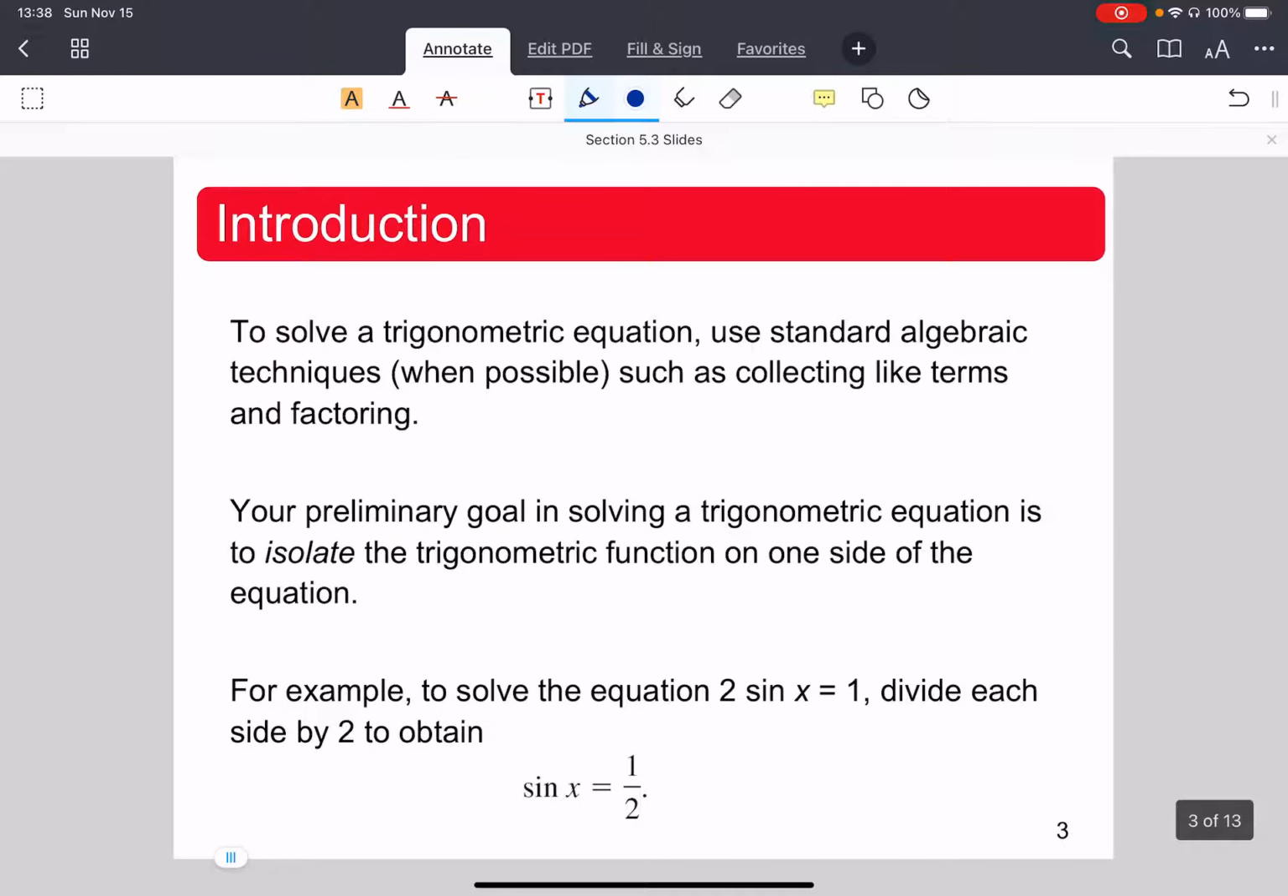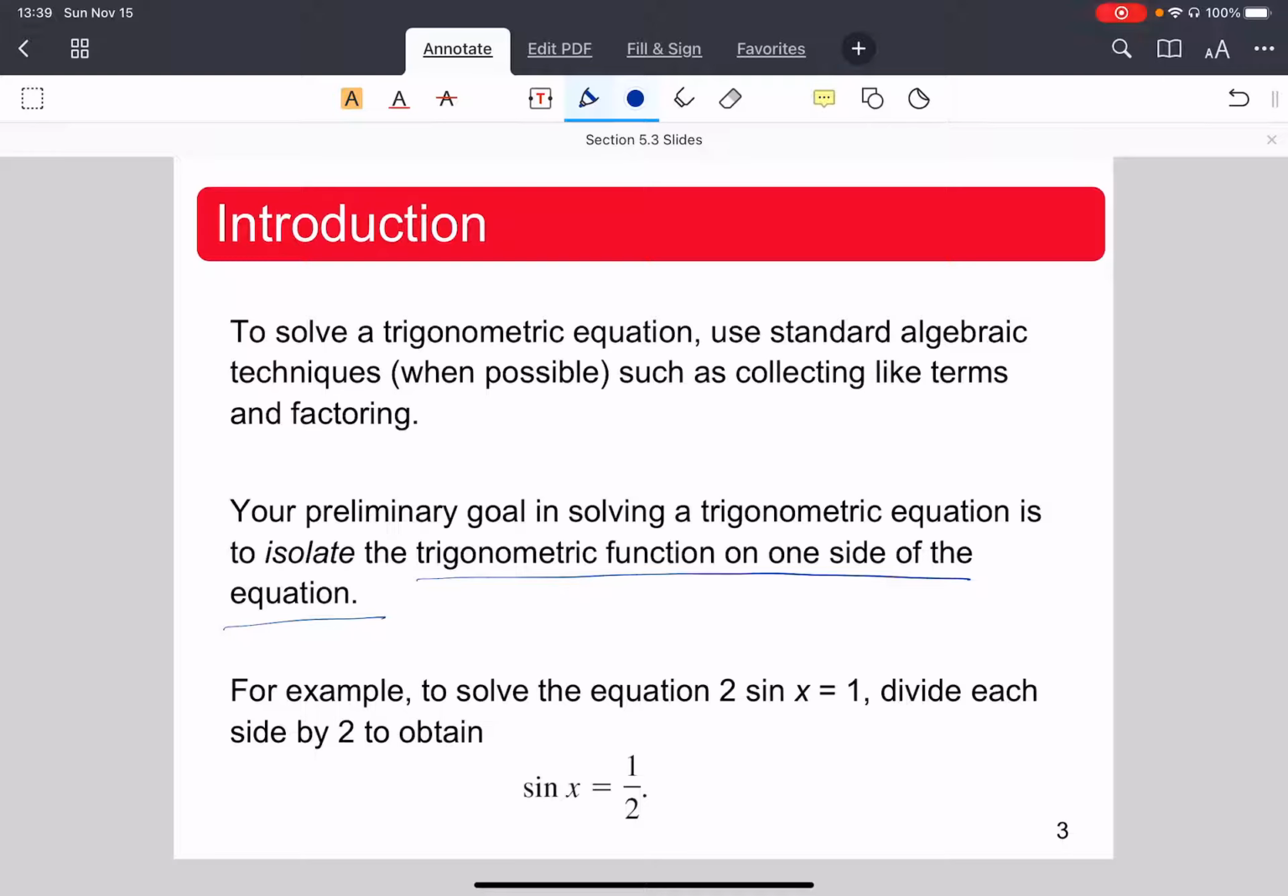Okay, so first off, in order for us to be able to solve trigonometric equations, we're going to use some of the standard algebraic techniques that we learned before, such as collecting like terms or factoring. Your goal is basically to solve and isolate the trigonometric function on one side of the equation. It's almost like how we would solve for a variable like x or y. So you isolate your trigonometric function on one of the sides.